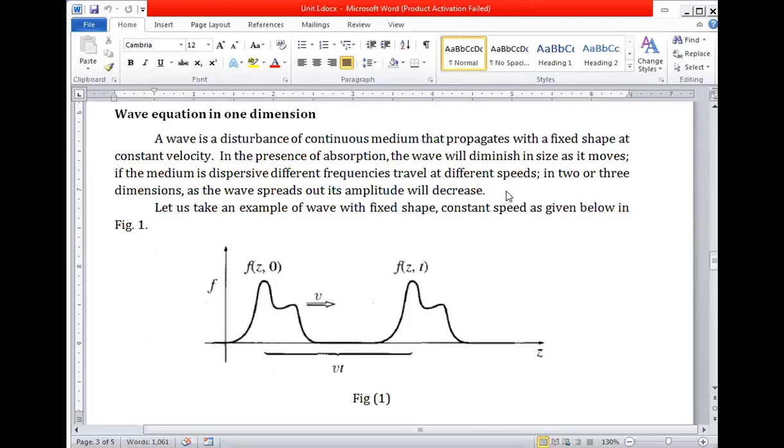Oscillatory disturbance. If the particles of the medium oscillate in a direction parallel to the direction of propagation of a wave, we have a longitudinal wave. If they are perpendicular, we have a transverse wave. In the presence of absorption, the wave will diminish in size as it moves.